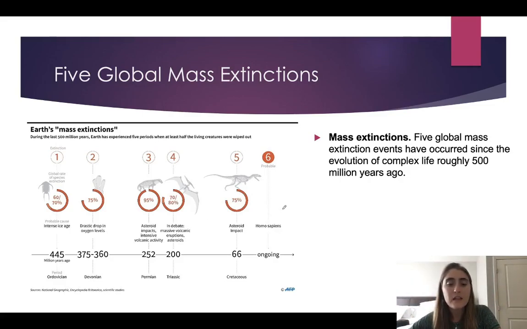And then, of course, we're talking about this sixth mass extinction where we think that humans are the cause, anthropogenic causes, right? Changing an ecosystem or an environment too quickly.